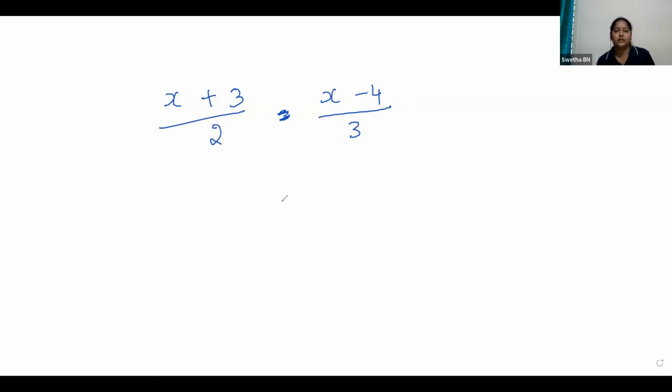Okay. Here x plus 3 by 2 is equal to x minus 4 by 3. What will you do now? How will you shift the terms?